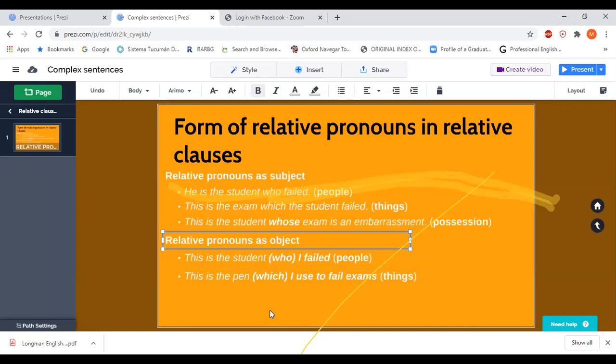Do you understand? Yes. I have used a lot of students and fail and pass as examples, okay? Don't take it personally.